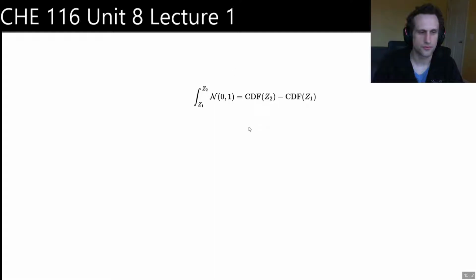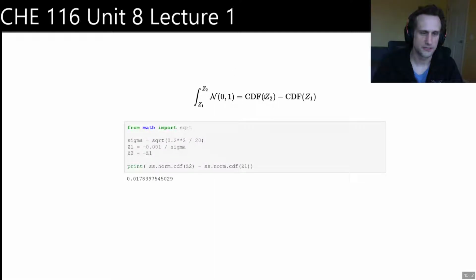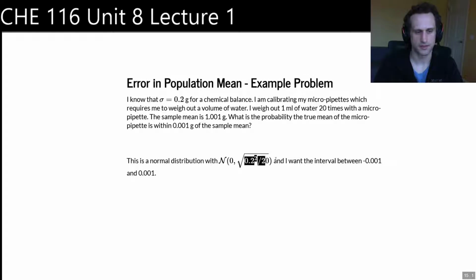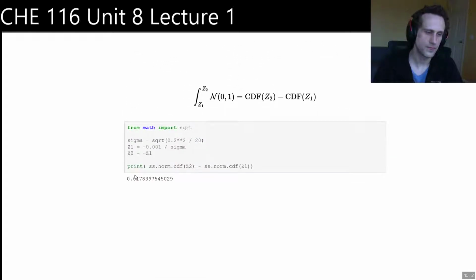So this is an integral. We can just get z values out. The z value for the bottom of the interval is minus 0.001. The z value for the top of the interval is 0.001 over the standard error, right? Remember the z is mu minus x over sigma, and sigma for our distribution is standard error. So it's this, right? This is our standard deviation. And so we get a 1.8.